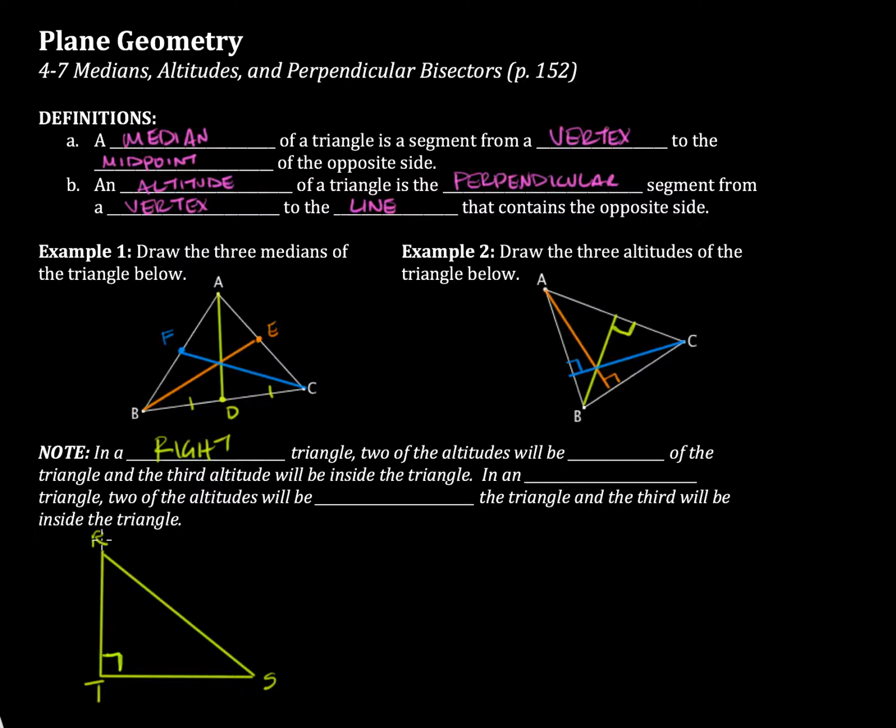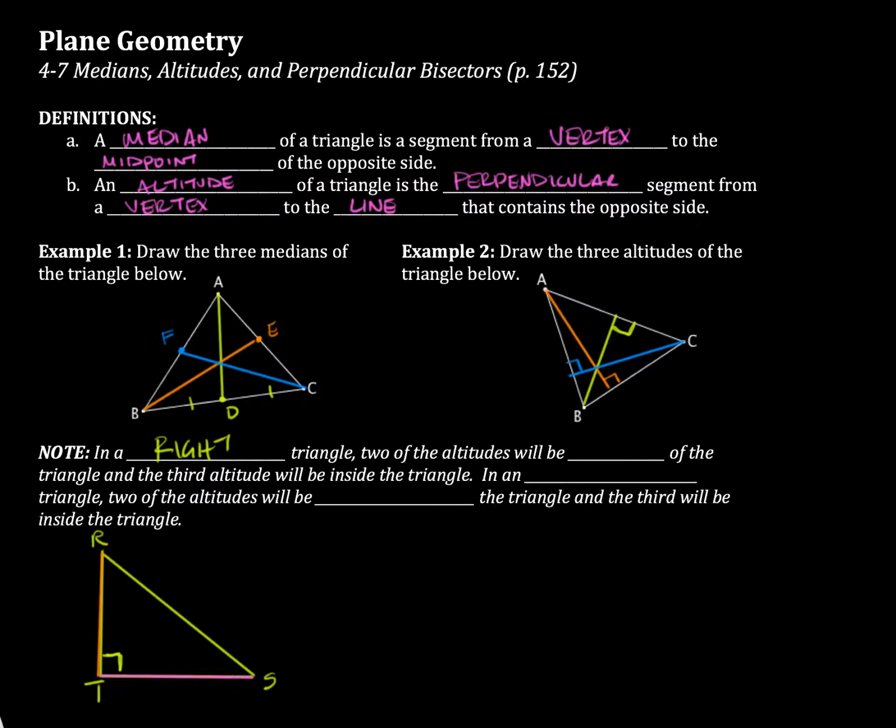The altitude that goes from R over to this side. Where is the altitude going from R? If I wanted to go from R over to a line that contains the opposite side, I'm just going straight down to T, aren't I? That is perpendicular to the opposite side. And if I'm doing the same thing from S, going to somewhere perpendicular to RT over here, I'm just going right down to T.